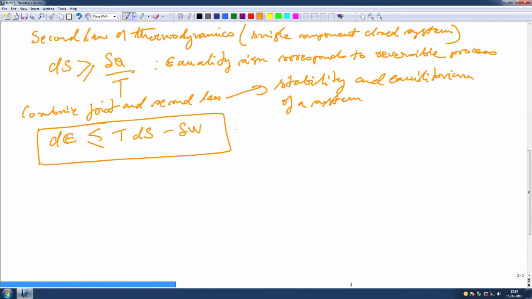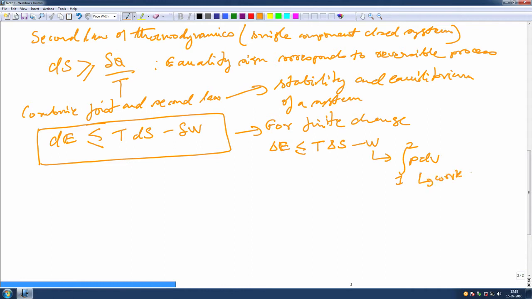This is for an infinitesimal change. For a finite change, we have this, where w is nothing but the integral from 1 to 2, whatever the process, of p dv. That is the mechanical work, the work done by the system to surroundings. So this is the second law and the first law combined. This is an inequality statement, because the second law is also an inequality statement in itself. Now, these are all for single component systems.